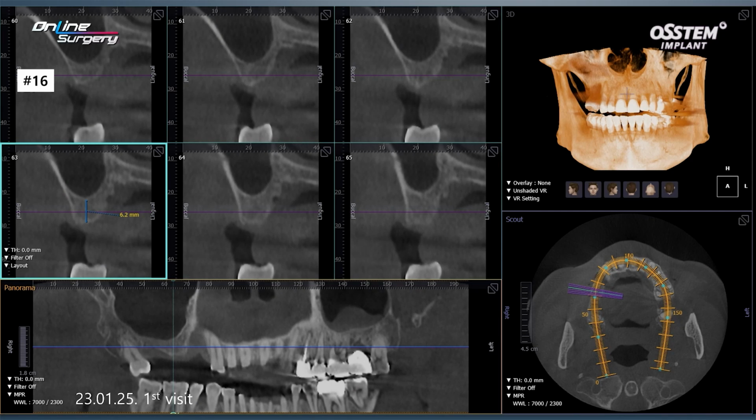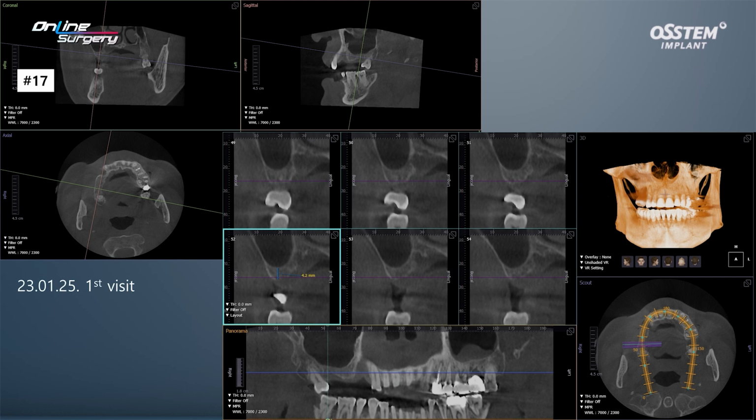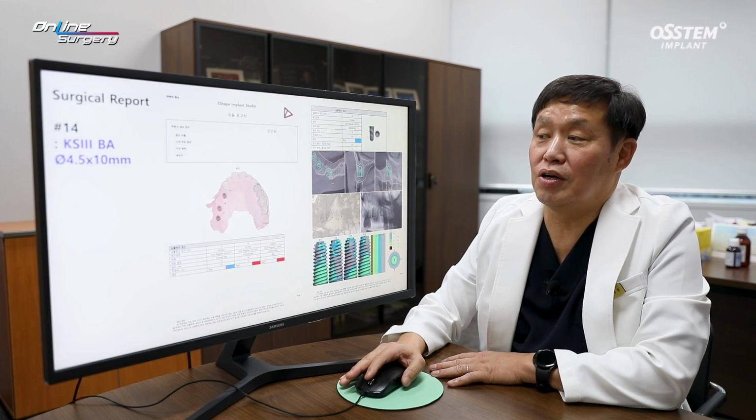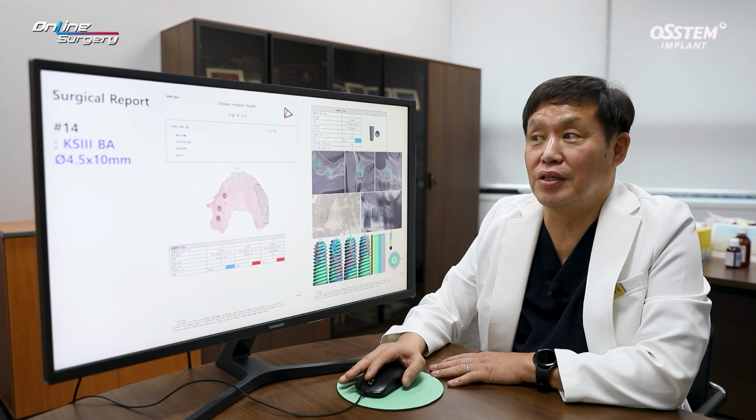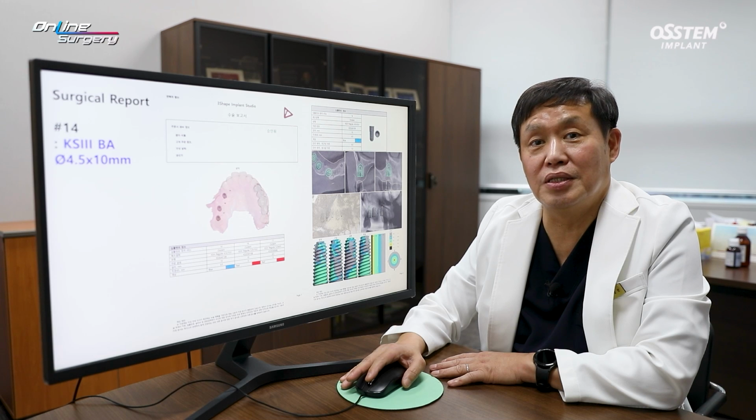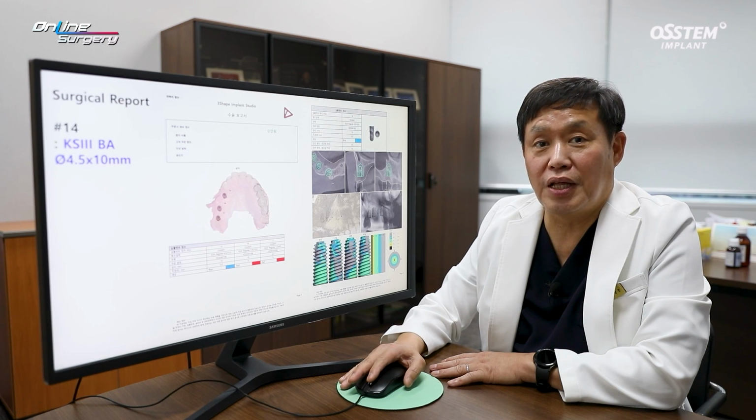In the case of number 16, the implant was placed slightly more distally, and this is number 16 and 17. Position number 17 is near the crown area of the existing tooth number 8. After consulting with One Guide team, the plan was to place implants at positions number 14, 16, and 17.